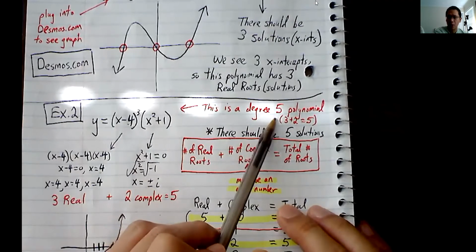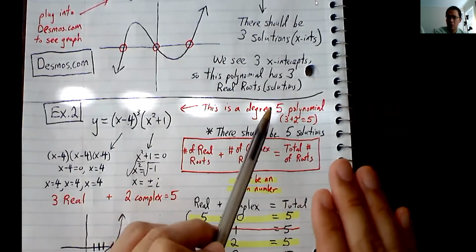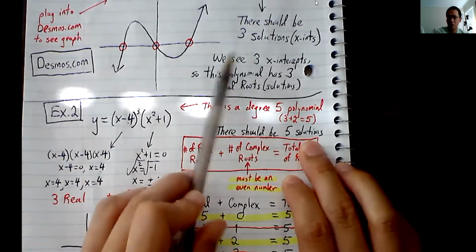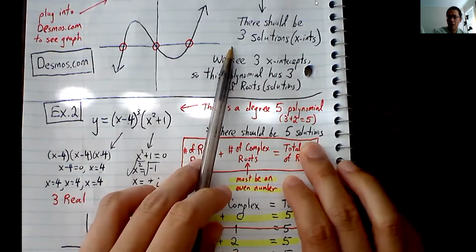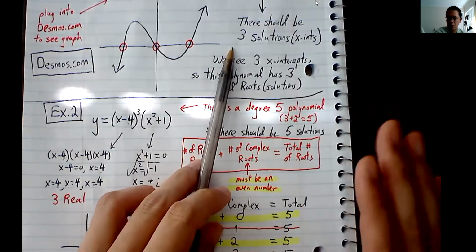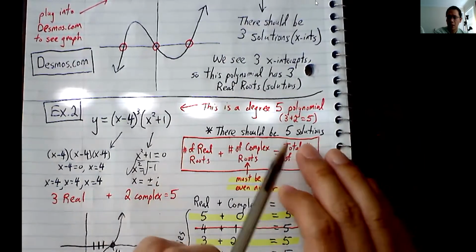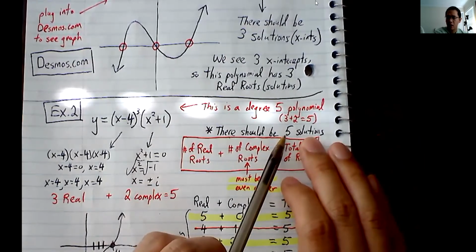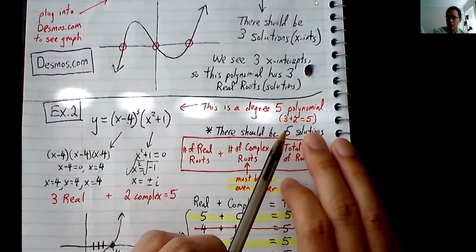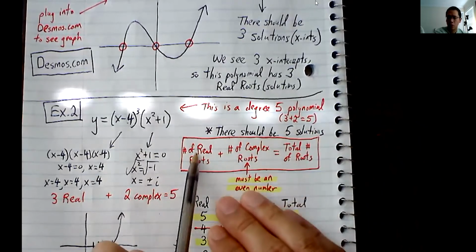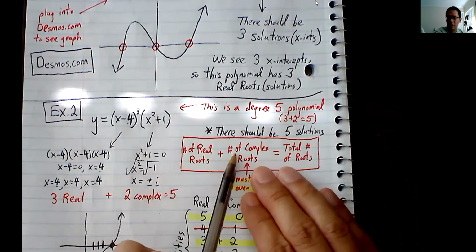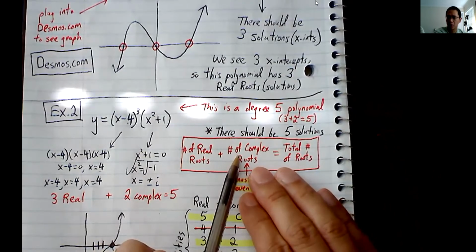Now, a degree 5 polynomial still does mean that there are 5 solutions, just like how a third degree polynomial will have 3 solutions, and a 4th degree polynomial will have 4 solutions. But let's expand the definition of a solution. A solution can be either a real root or imaginary, or what we call complex roots.